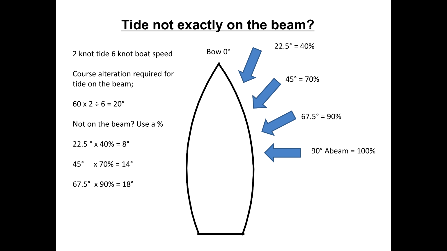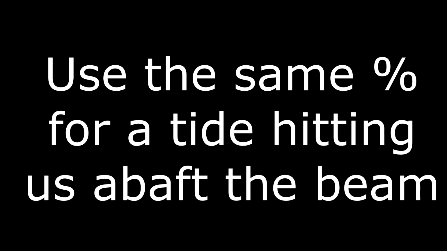At 67.5 degrees, we take 90%, which is 18 degrees. At 45 degrees, we take 70%, and that's 14 degrees. And at 22.5 degrees, we take 40%, which is 8 degrees. We use the same percentages for a tide that is hitting us above the beam.